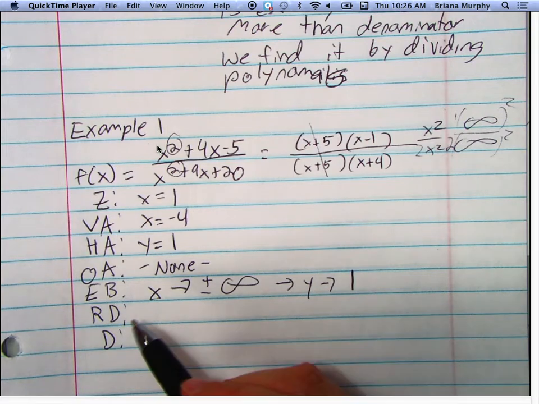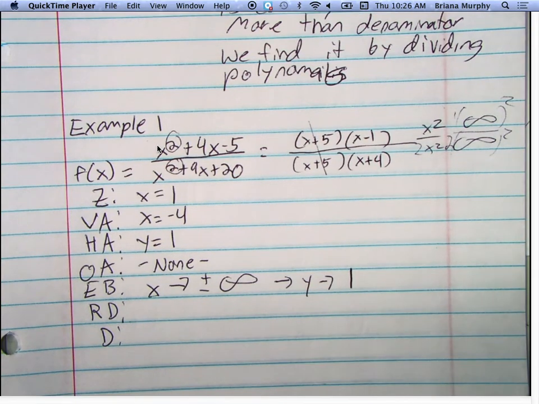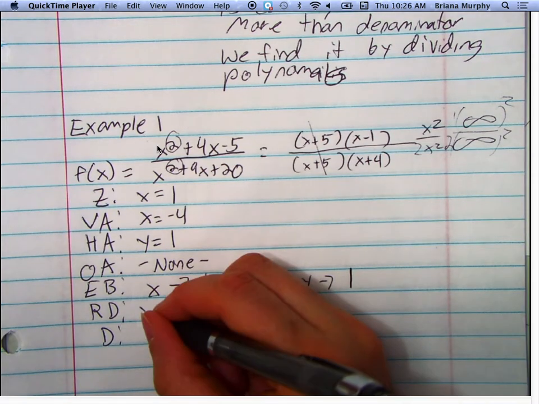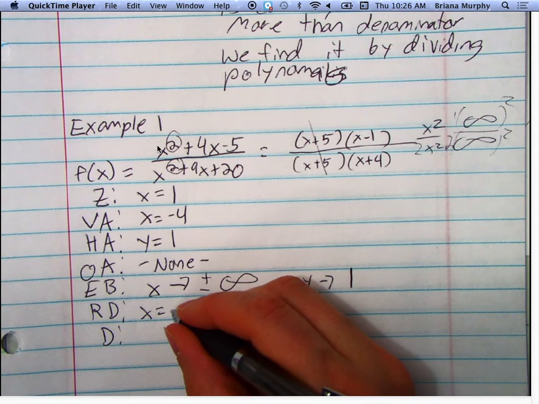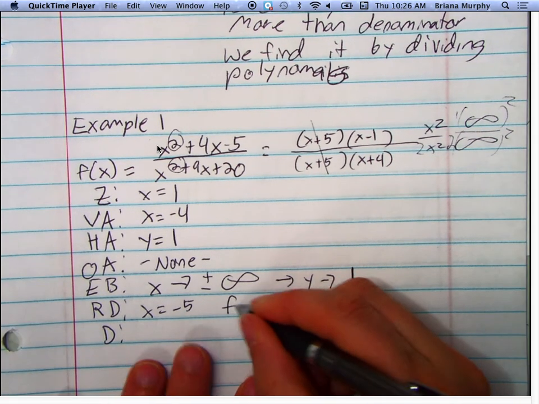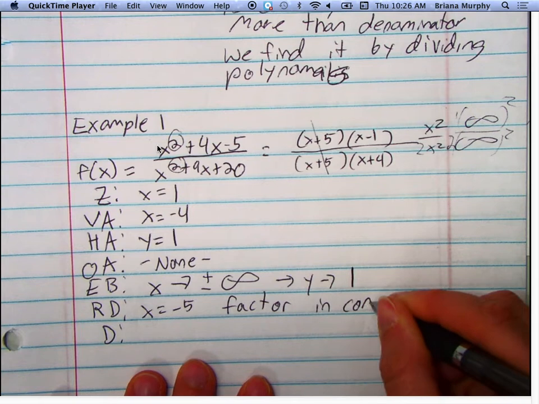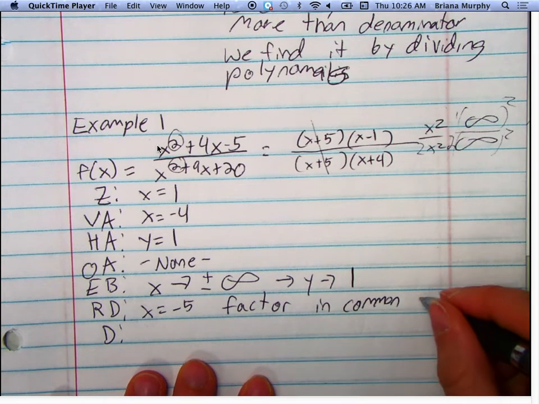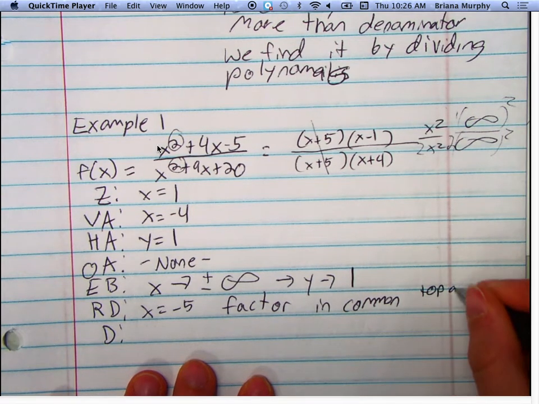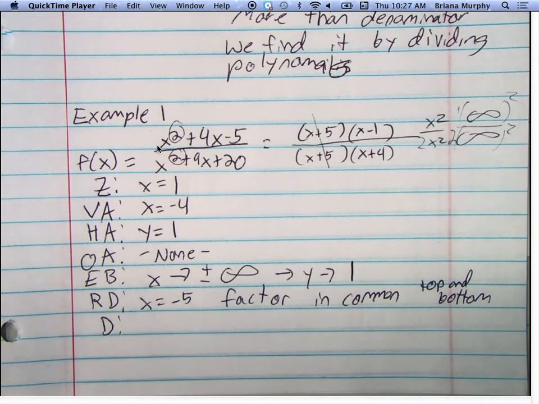What is the removable discontinuity? What did I cancel out? X plus 5, which is x equals negative 5. It's the factor in common, top and bottom. If we didn't cancel out any, then there would be none.